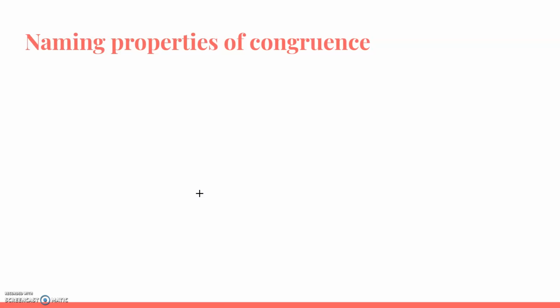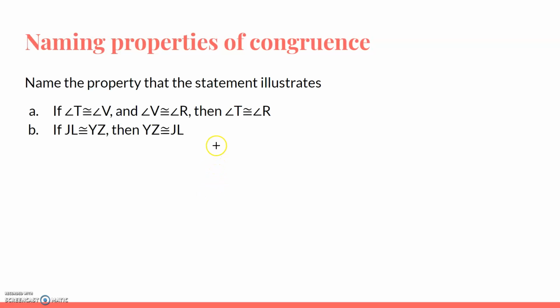Alright, so now, naming properties of congruence. This is a practice that you guys can do. Name the property that the statement illustrates. If angle T is congruent to angle V, and angle V is congruent to angle R, then angle T is congruent to angle R. If JL is congruent to YZ, then YZ is congruent to JL. Pause the video, give it a shot, and come back for the right answer.